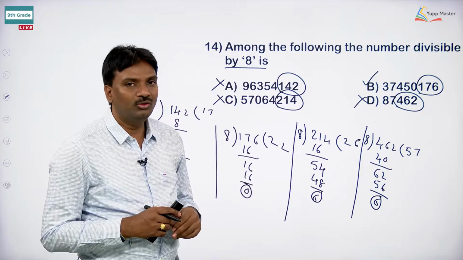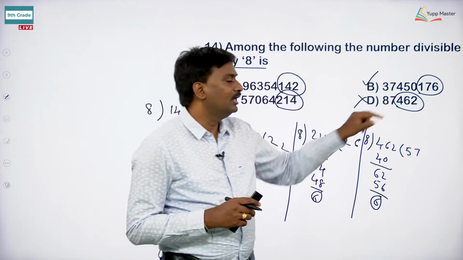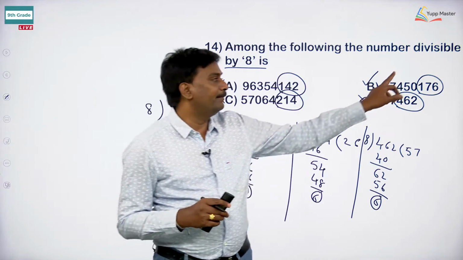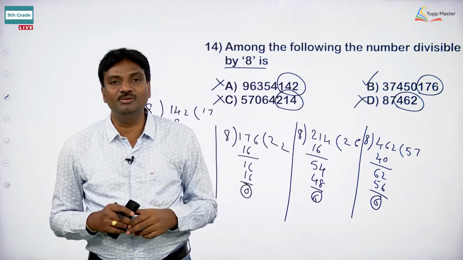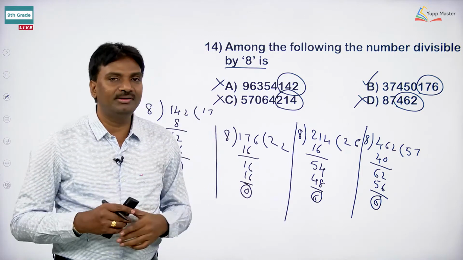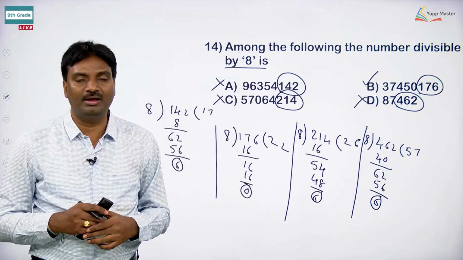The number 214 is not divisible by 8. The number 462 is not divisible by 8. But the number 176 is divisible by 8. So 37450176 is also divisible by 8.